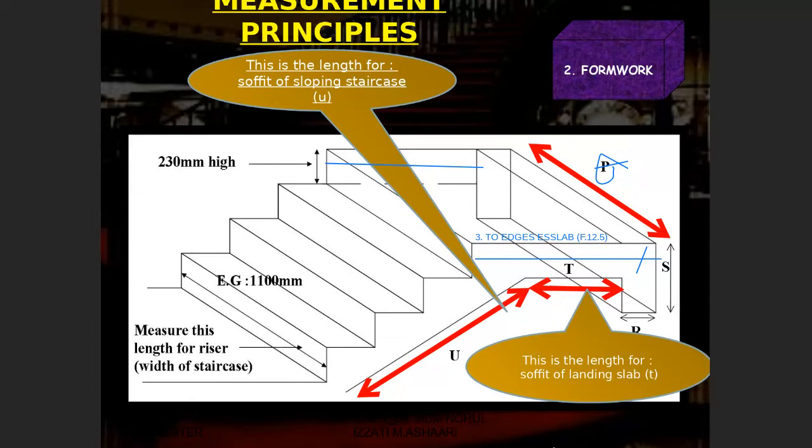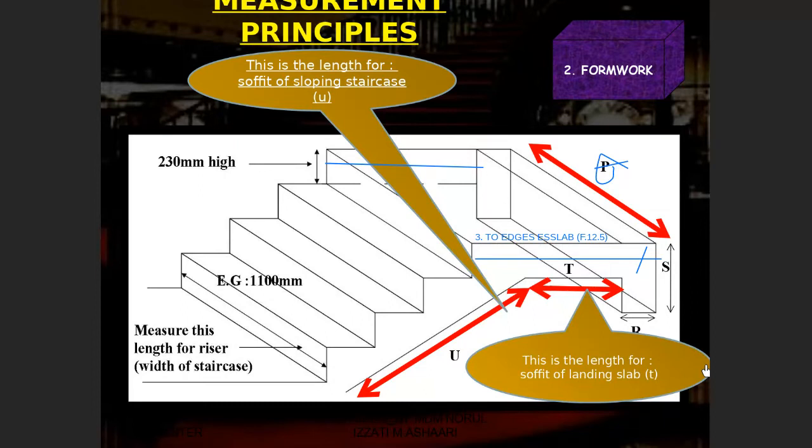Any question, class? So we have 3 items to be measured for the formwork. After that, after number 4, we have formwork to soffit of the slab. Okay, this is number 4. Number 4, I put here. Soffit of the slab. Okay, soffit of the slab, this is under F112.1.